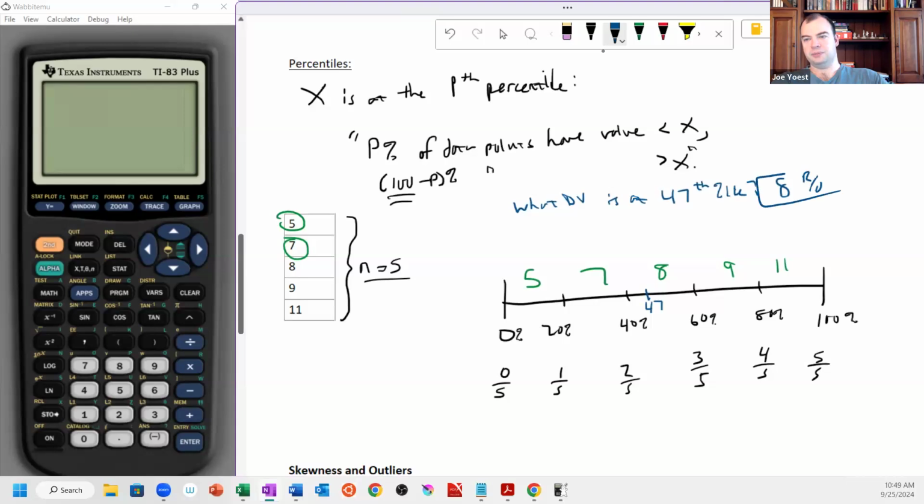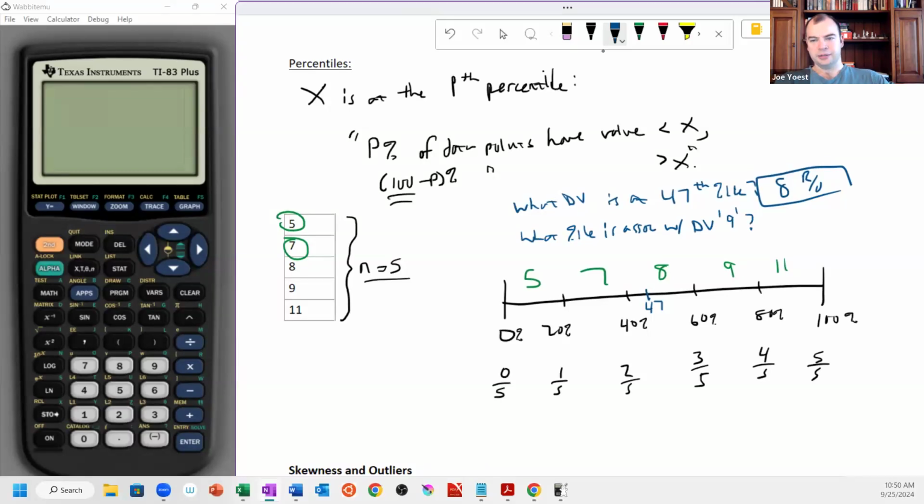And these, of course, come with the units of the original data. We just pulled them straight over as data values, so that would be 8 returns per day. I could ask the inverse question. What percentile is associated with, well, let's say the data value 9 returns per day.